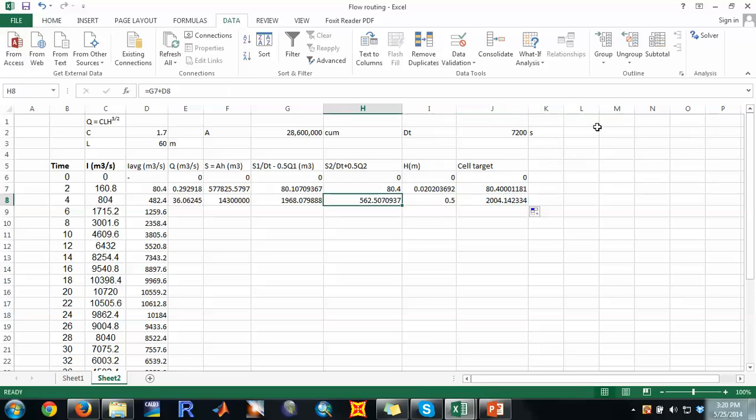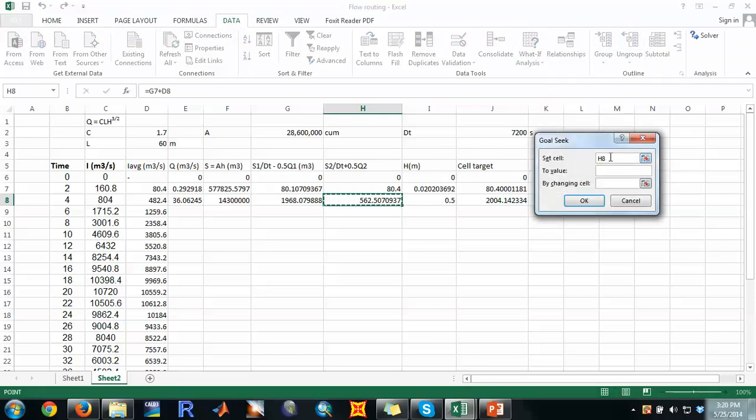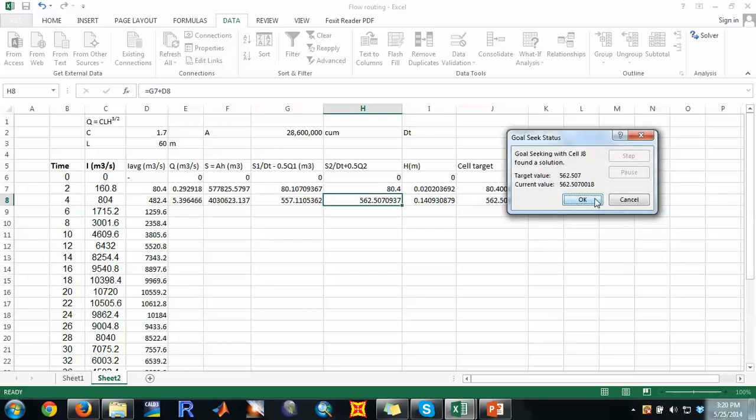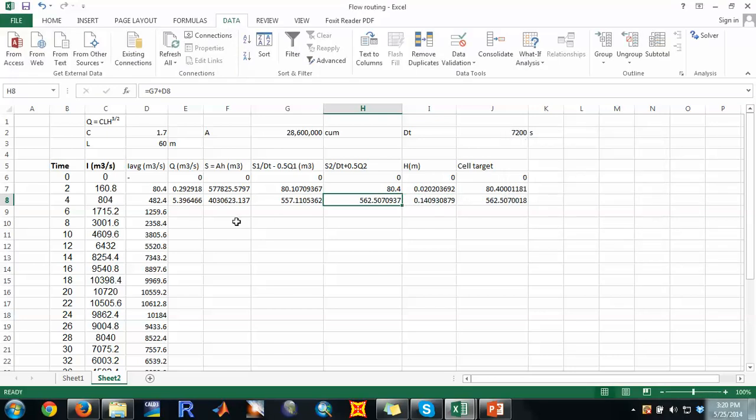So what I can do is I go to What-If again, Goal Seek, then the target sale is this one, and that should be set to 562.507, and by changing this value, so say okay. So here you go, you have your values, and then the next step you can say this again, 0.5, and you calculate all these series depending on the H value, and then you calculate this one too.